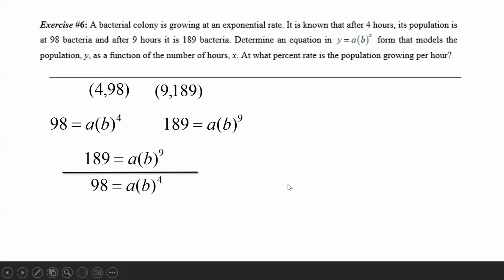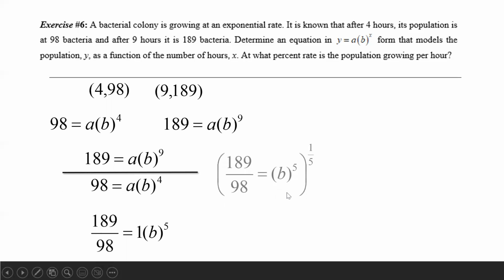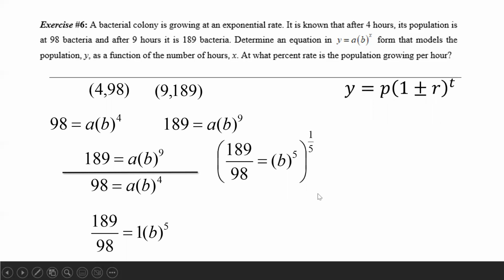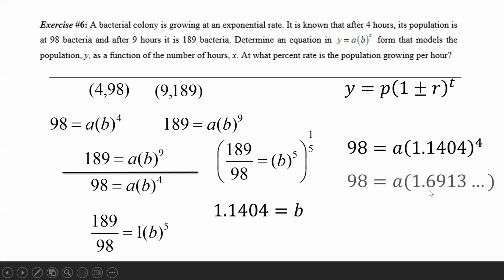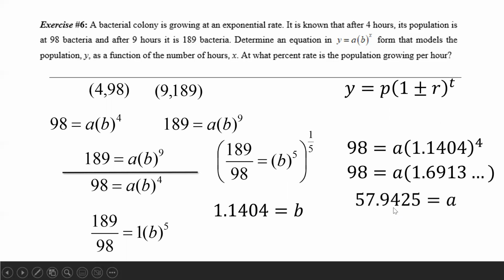Set up your 2 equations, divide them out. Okay. Now you should try not to round until the very end. Okay. However, when in doubt, round to 4 decimal places. So if I raise both sides to the 1/5, I end up getting 1.1404. I plug that in and solve for a. I divide out. Now, this is where you should never round until the end point, okay? So I didn't round. If you rounded here, you might be a little bit off, but no matter what, dividing over 1.69, you end up with a equals 57.9.